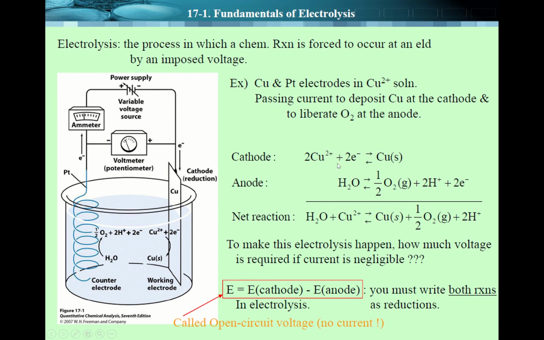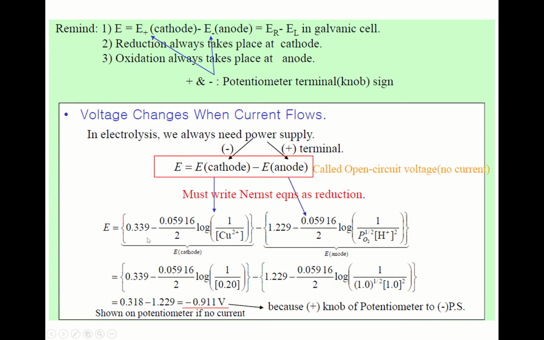Cathode is the copper ion reduction, and anode is water oxidation. Okay, let's write Nernst equations for both electrodes. This is for the cathode. Divalent copper accepts two electrons to become copper metal, and the E0 value is 0.339. Since the number of electrons is 2, 0.05916 over 2 multiplied by log of this one. Copper ion concentration is in the denominator.